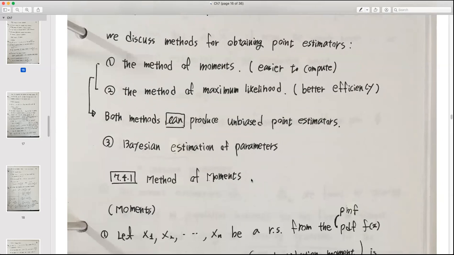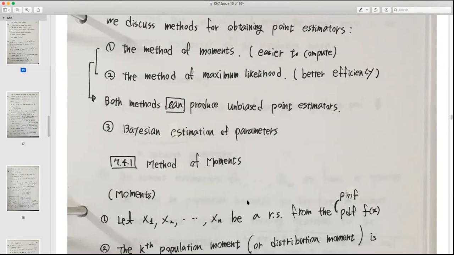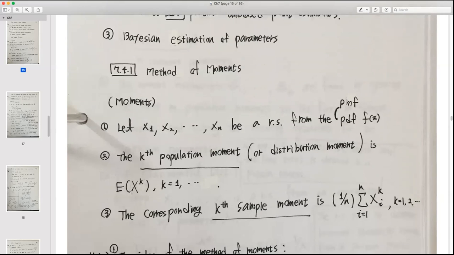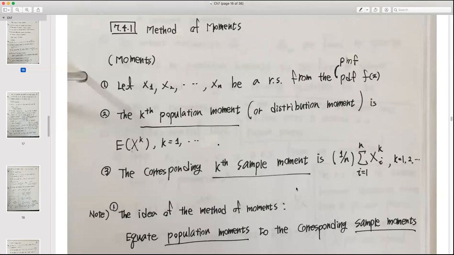The key point is this: we're going to construct the equation by finding the kth population moment and the kth sample moment, equating the kth population moment and the kth sample moment, and then we solve the equation for the population parameter. Then the right hand side of the equation gives us the point estimator of the population parameter. Let me repeat what we did last time.